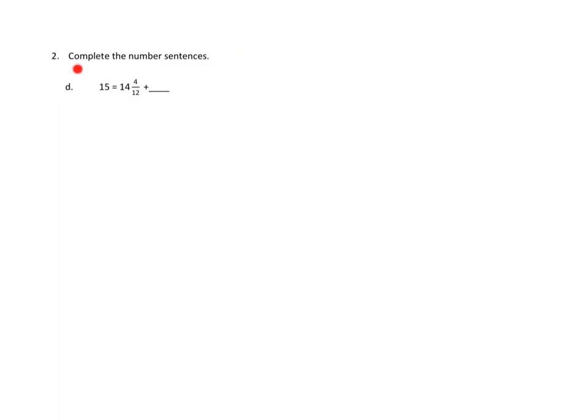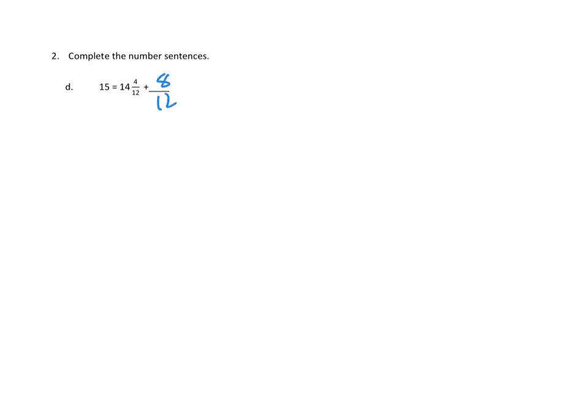Problem number two asks us to complete the number sentences. And D asks us, 15 is equal to 4 and 4 twelfths plus what other fraction? Okay, well, let's see, 14 and a little bit more. So it looks like we're just going to add another fraction. And how many more twelfths would we need to get up to 15? Let's see, up to 12 twelfths and get up to 15. We would need 12 minus 4. We would need 8 more twelfths.